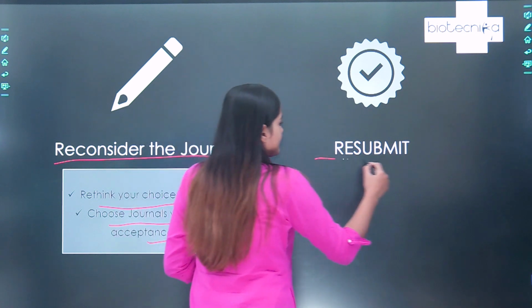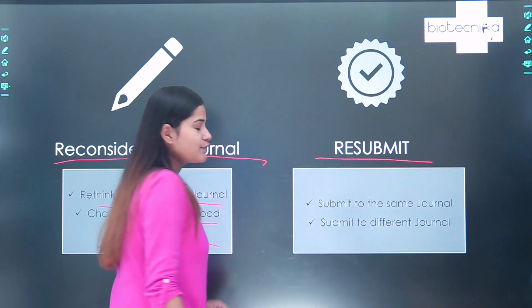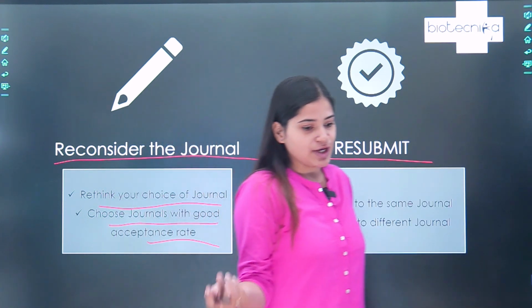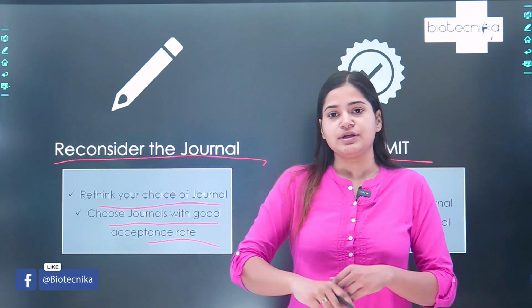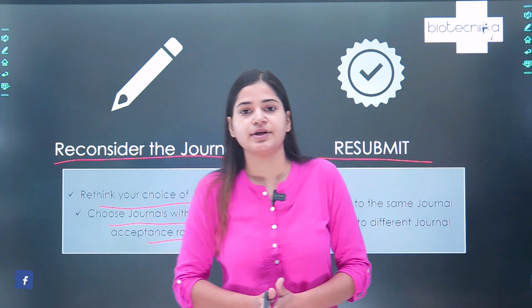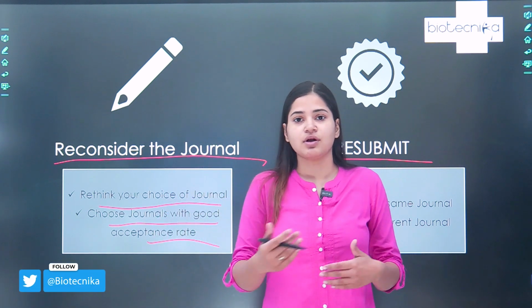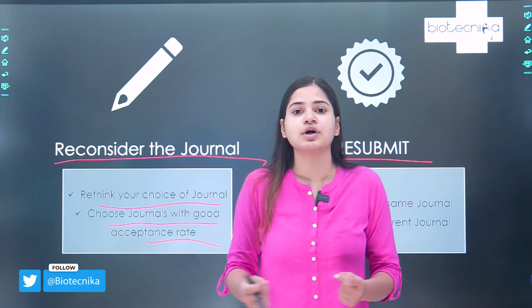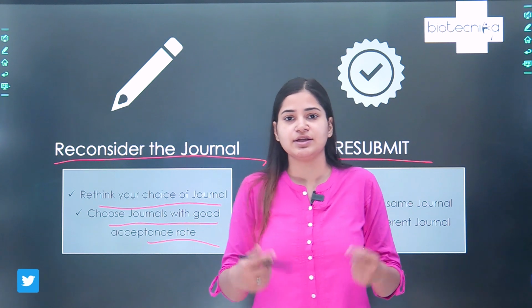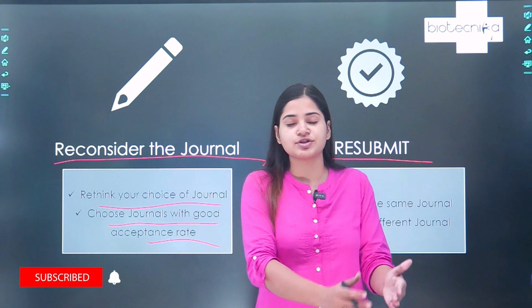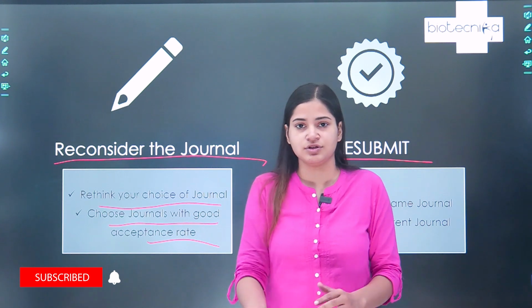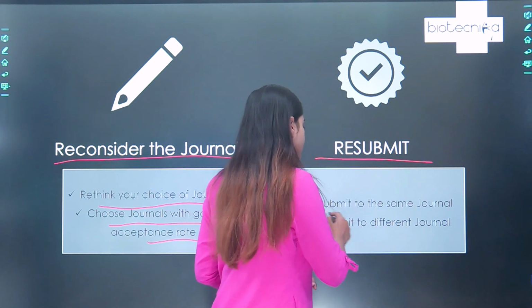The fifth one is resubmit. So what does resubmission mean? The first thing is, you are making a correction, you are looking at the comments that have been provided to you, you are trying to solve those queries, you are trying to correct those mistakes, and then you are putting the same corrected version of your research paper to the same journal. So you can submit it to the same journal.